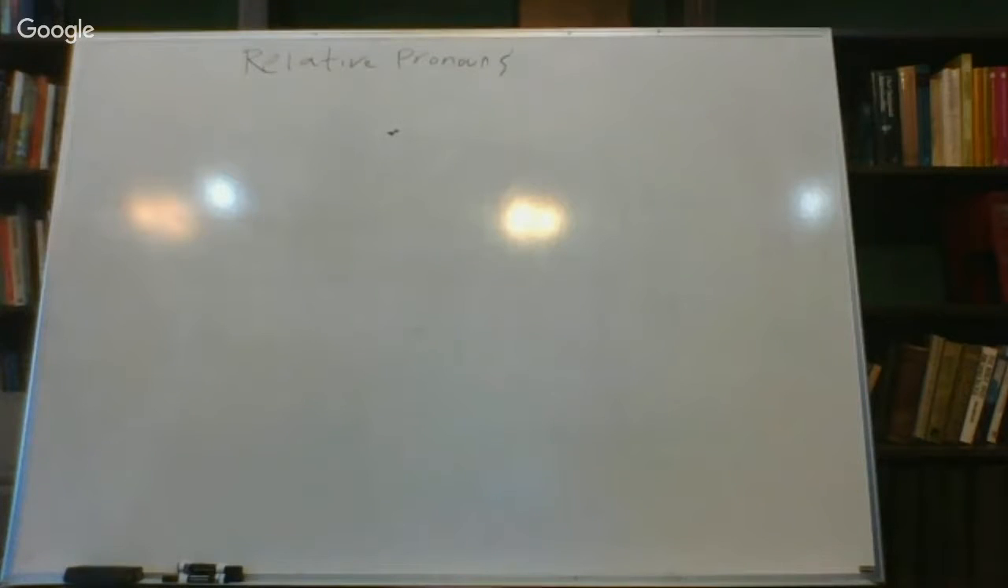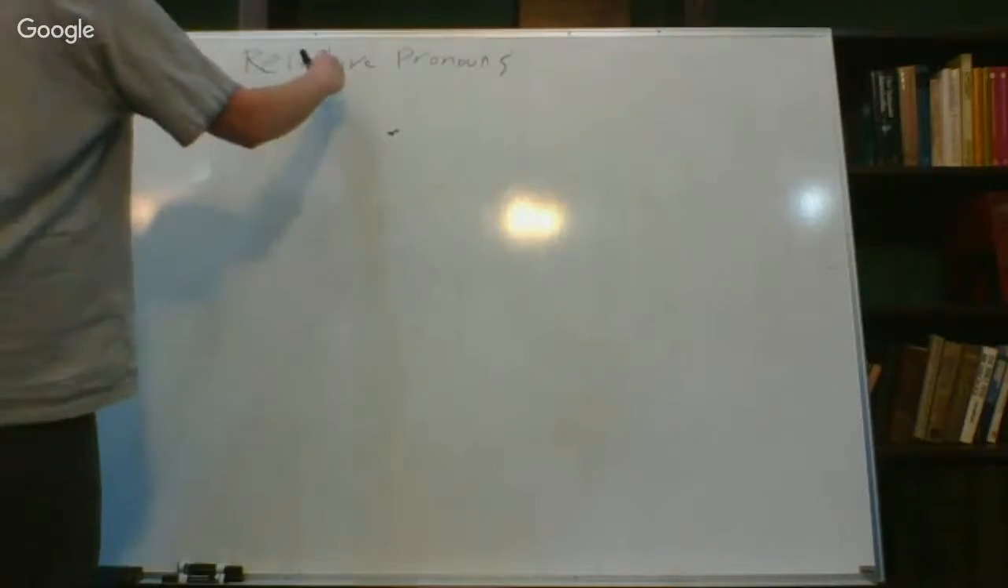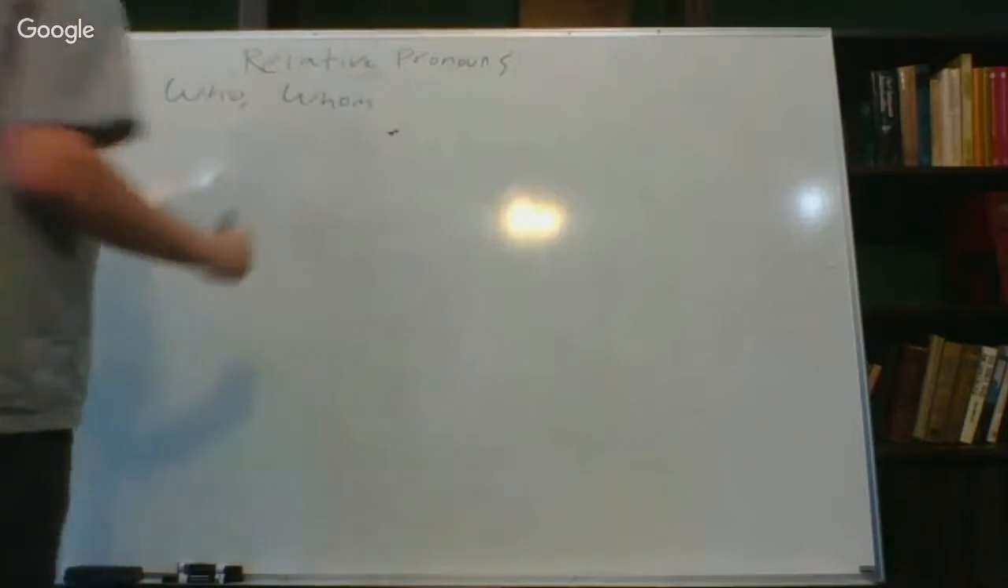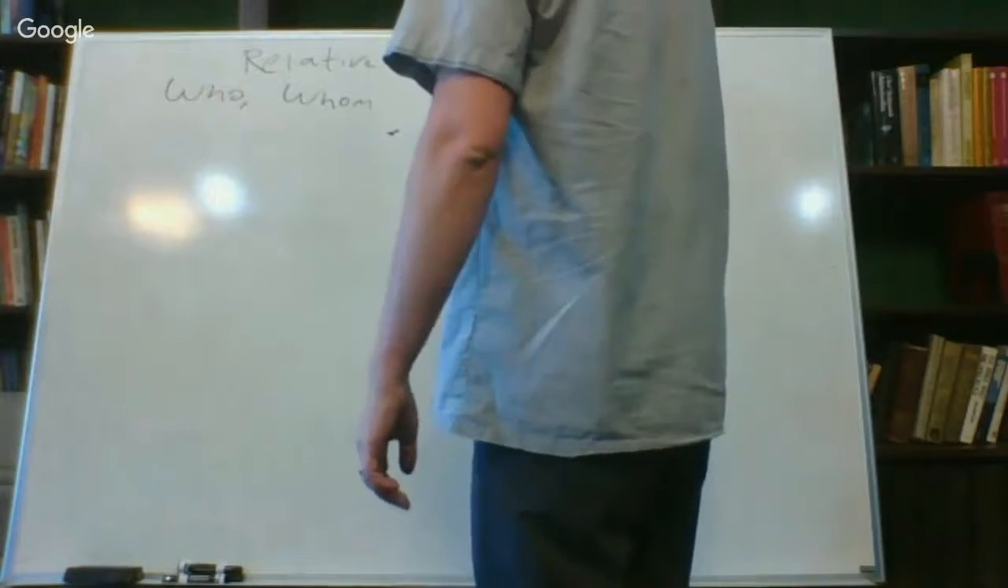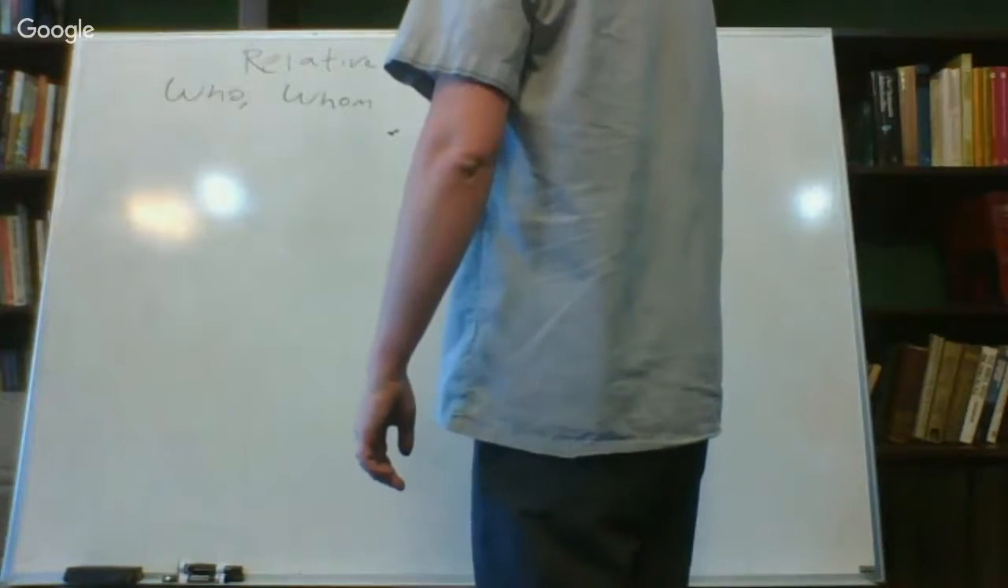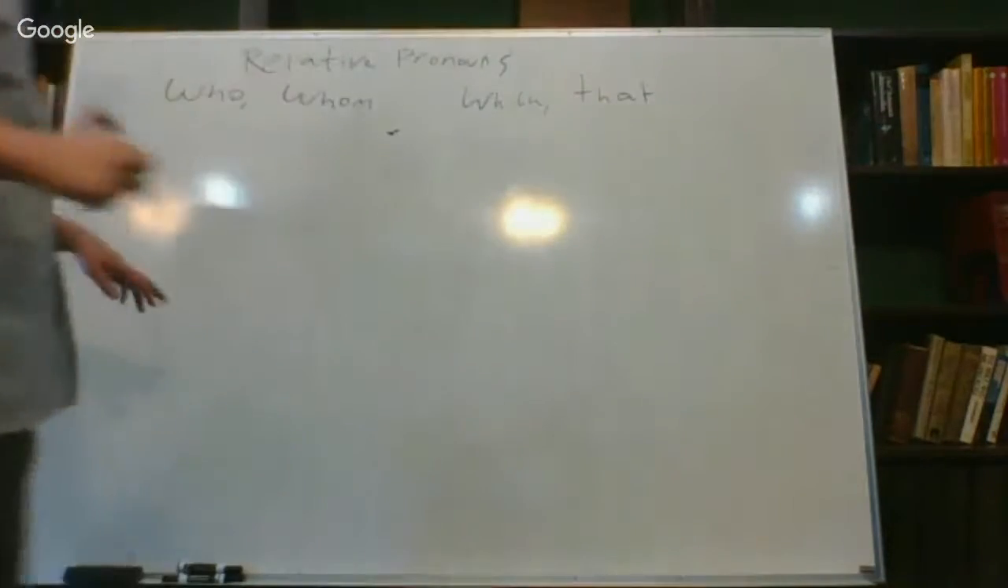So today we're going to be talking about the relative pronoun. And the key words that we're going to be looking at are the words who, whom, and which, and that. Those are really the four basic words we'll be using in the relative pronoun.